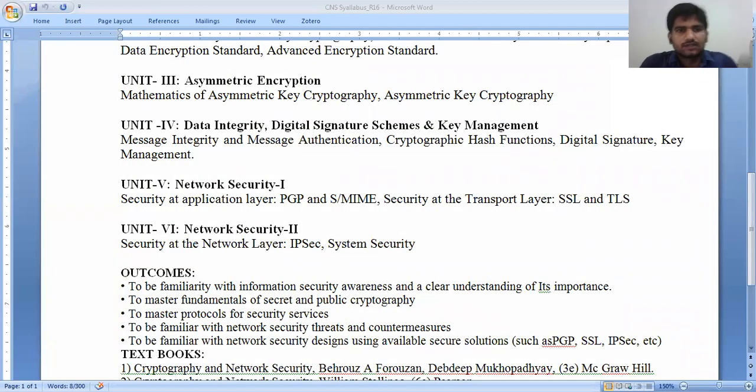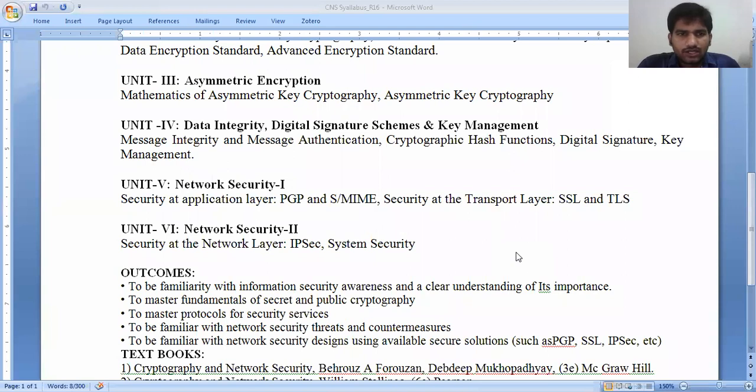So you know the total. What is the fourth unit? The fourth unit is about data integrity, digital signature schema, and key management. These are the things we are going to discuss.